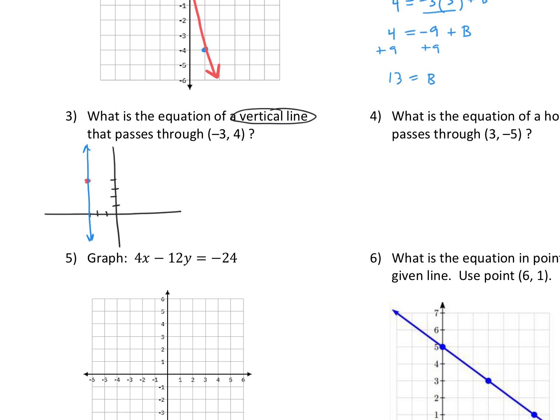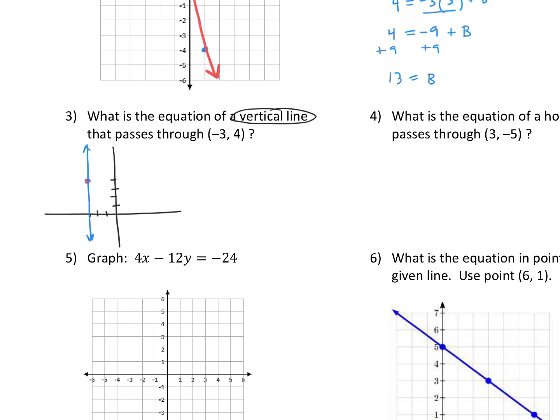Now, these are very special lines. A vertical line and a horizontal line, their equations are super basic. You're going to have one variable and one number, and that's it. Either x equals a number or y equals a number. If we look at this line, how do we know if it should be x equals or y equals? Well, that depends on the axis that our line passed through.